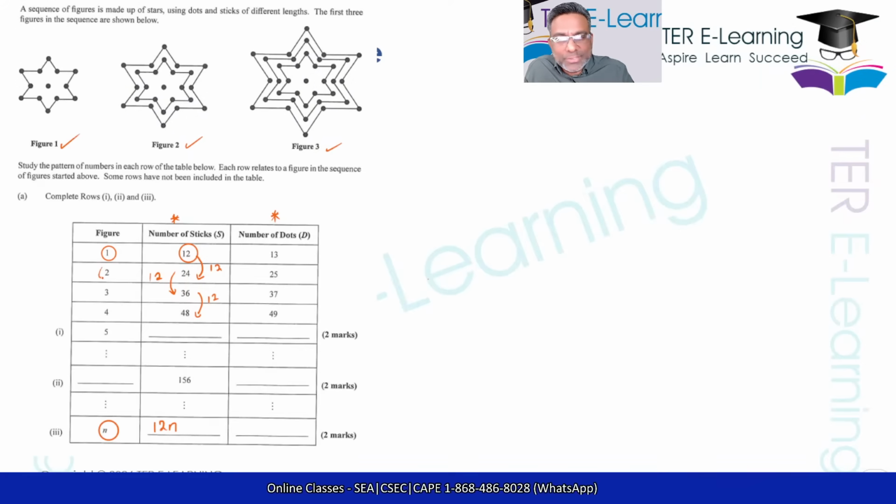If I test it with 2, 12 by 2 gives 24, so it also holds true. That statement is correct. It is going to be 12n. That's the formula for the number of sticks in figure n.